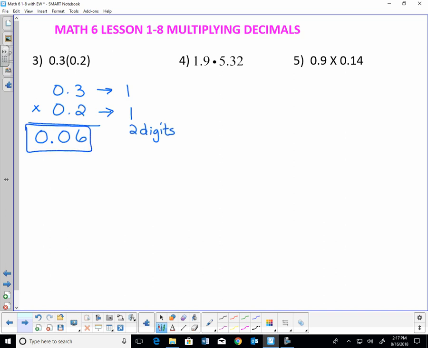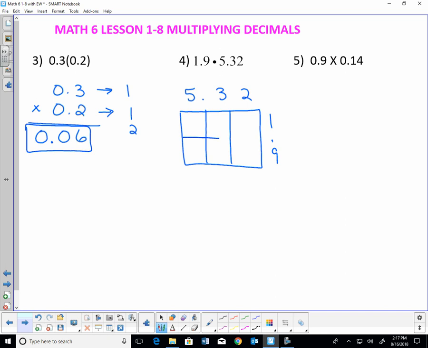Number 4, 1.9 times 5.32. This one's slightly more complicated, so I'm going to do this one by lattice and by regular. I'm going to erase this since I need the space. So if I do 5.32 here and 1.9 here, this is 3 boxes this way, this is 2 boxes this way. 3 digits this way, 2 digits that way. There's my lattice. I just need to draw my diagonals. Diagonal here, diagonal through both of those boxes, a diagonal through both of these boxes, a diagonal through this box. Notice you extend past your boxes.